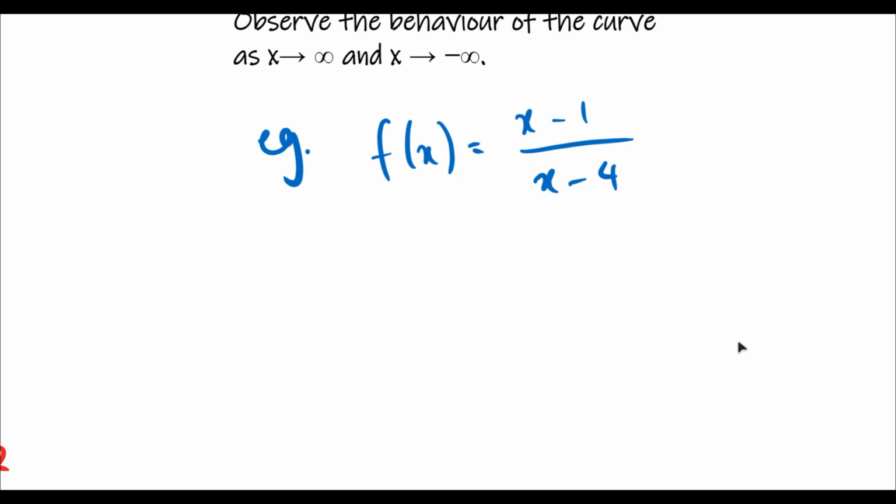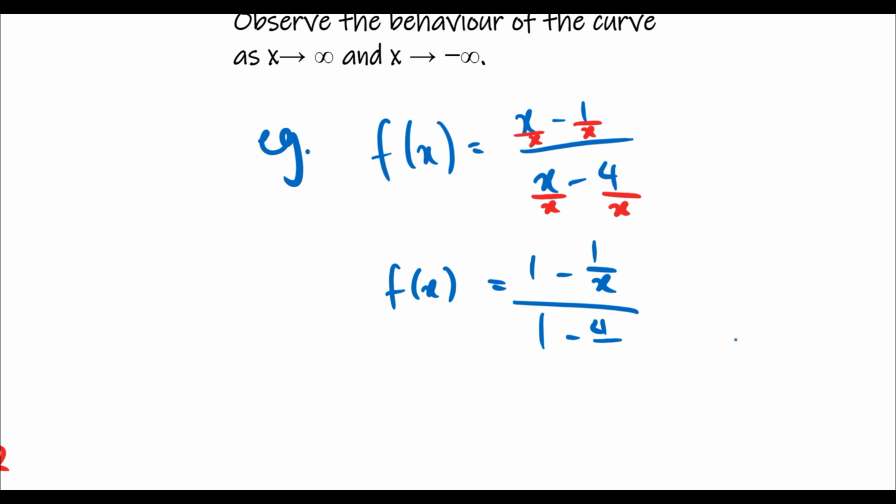So if we have a look at this example, the first thing we're going to do is divide by the highest power of x. The highest power of x is x to the power of 1. So we're going to divide each term by x to the power of 1. So x over x becomes 1. This is 1 over x. x over x is 1, and this is 4 over x.